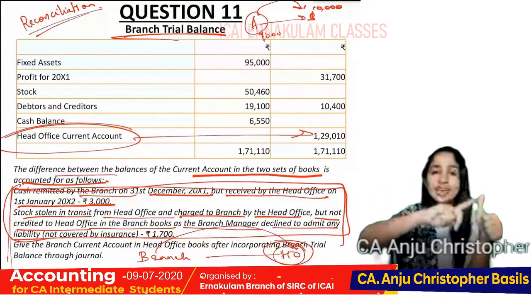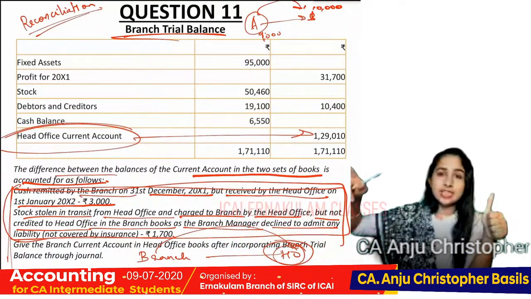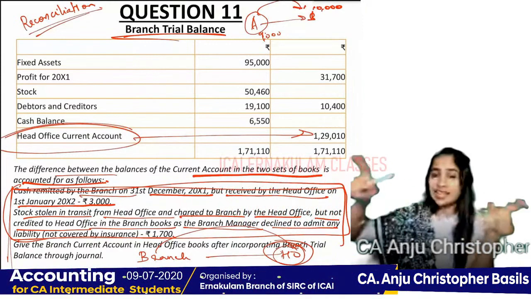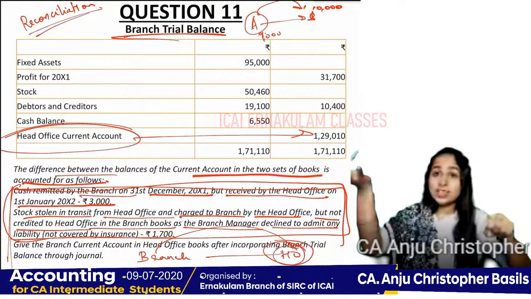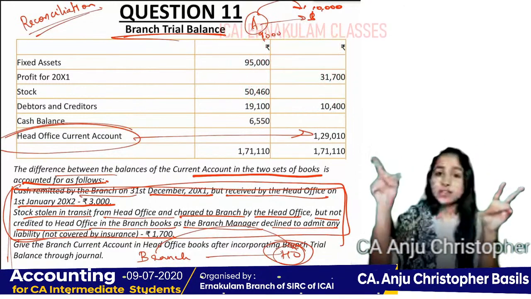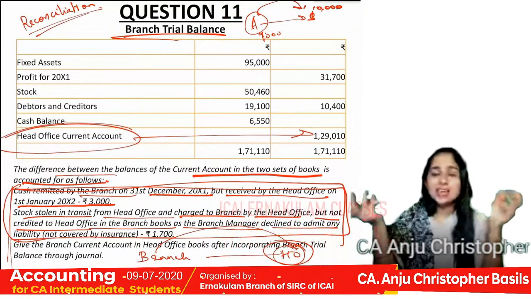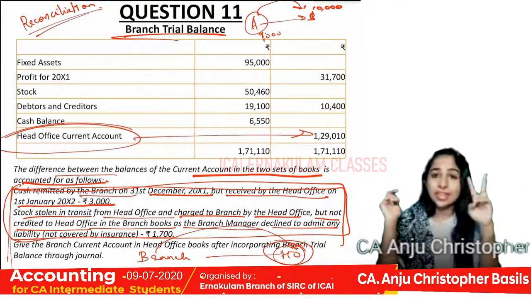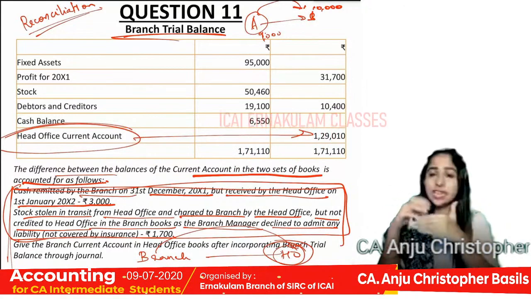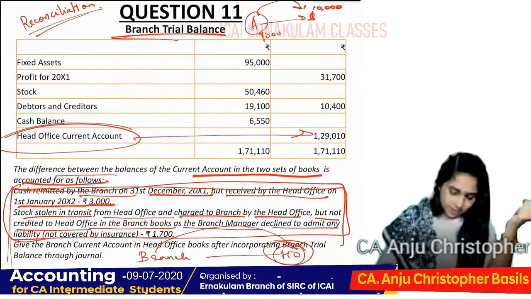The first one, cash is remitted by branch to HO but not yet received by head office, all right? So there arises a reconciliation. Here it is reduced, but here it is not received. So that is one point. The second point, goods lost in transit, head office will have to record that in their books. Okay. So with these two points taken into account, both the ledger accounts will get perfectly tallied. We'll see how we can do that.